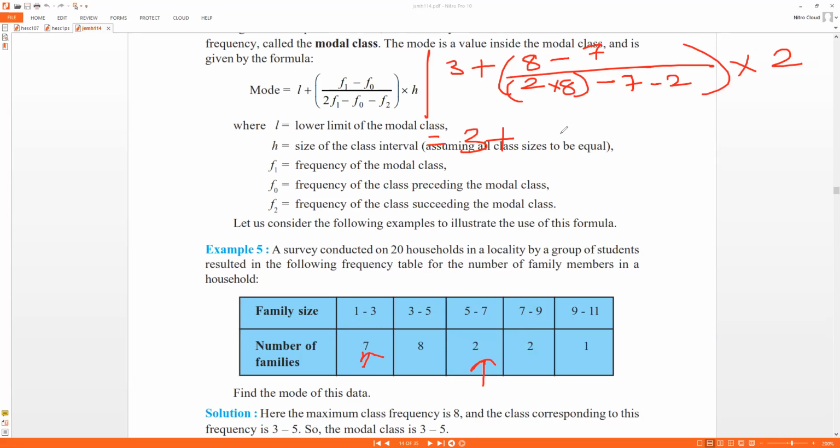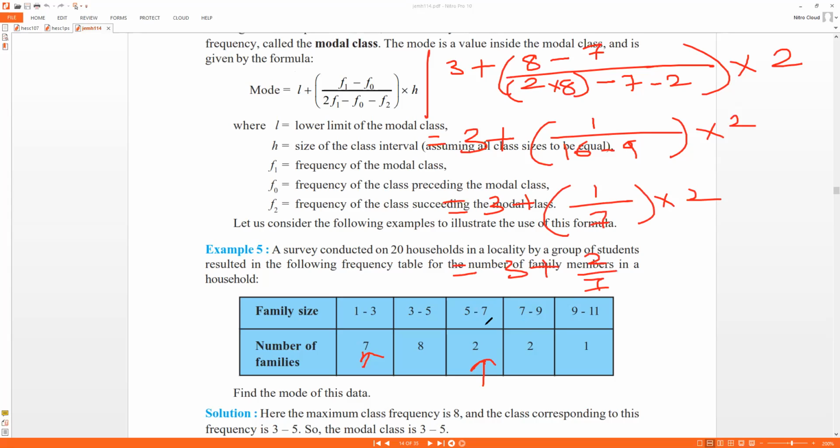करा बघू कॅल्क्युलेट किती येते. 8 minus 7 is 1. 2 8s are 16 minus 9, into 2. किती येते? 3 plus 1 upon 7 into 2. So you get 3 plus 2 upon 7. करा कॅल्क्युलेट किती येते बघा. So you get 3 plus something. कळलेत का कॅल्क्युलेशन कसे केले.